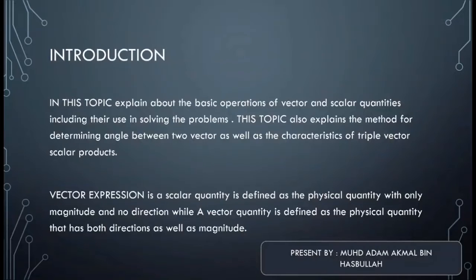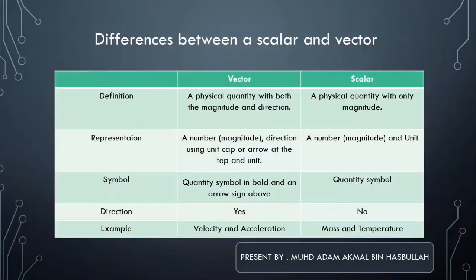scalar products. A scalar quantity is defined as a physical quantity with only magnitude and no direction, while a vector quantity is defined as a physical quantity that has both direction as well as magnitude. These are the differences between a scalar and a vector.